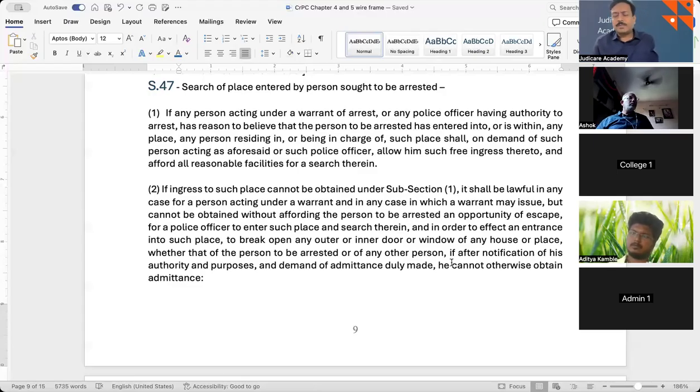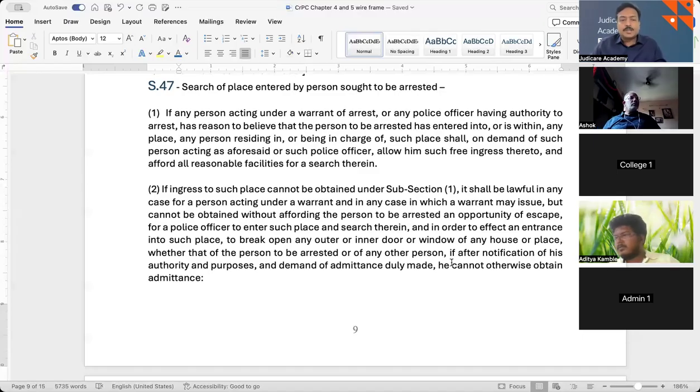They can break the main gate, main door, security door, or any inside door like the bedroom door, bathroom door, anything is allowed, or window, whether that of the person to be arrested or of any other person. So it doesn't matter that the house where the police is breaking the door and window is belonging to somebody else. It's not that it has to always be the accused's own place that the police officer can break the door and window.